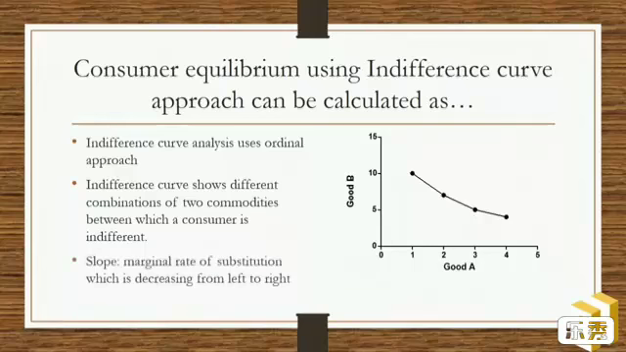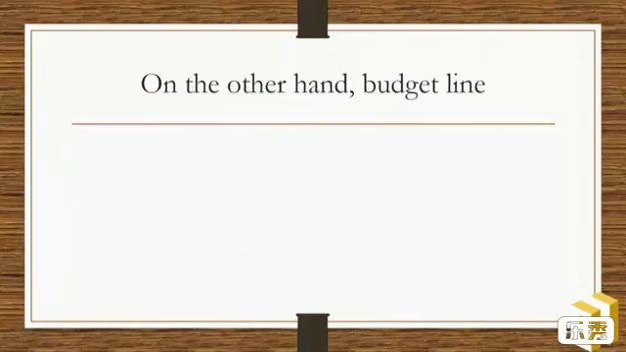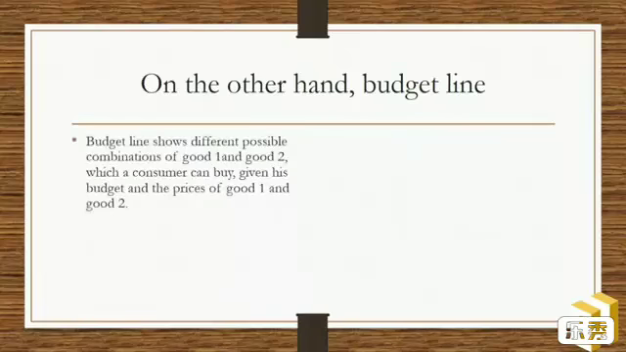The slope is the marginal rate of substitution, that is, how much of one good would be given up to consume one additional unit of the other good. It is decreasing from left to right. To determine consumers' equilibrium, we also need a budget line. It shows different possible combinations of 2 goods which a consumer can buy with a given income and prices of the 2 goods.